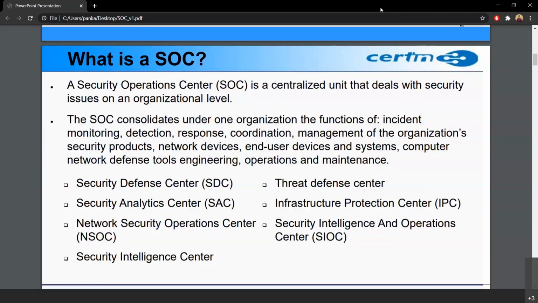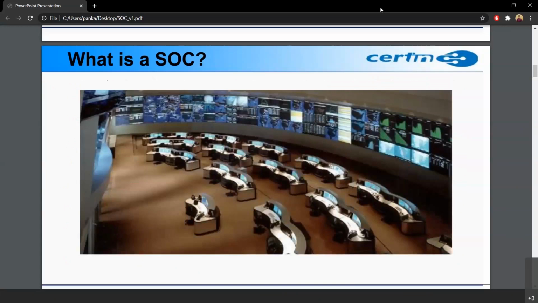It includes incident monitoring, detection, responding, coordination, and management of the organization's security products. All the security products like the IDS, IPS, firewall, all of these are managed under a SOC. So are other network devices, end user devices like computers, and other network defense tools. All these operations are done in a SOC. So this is basically what a SOC looks like.